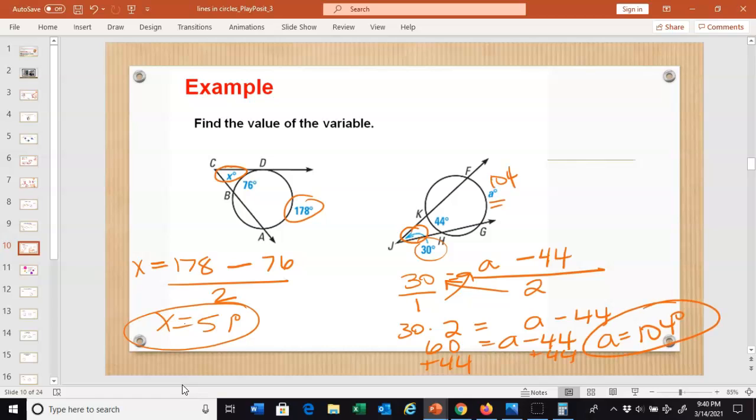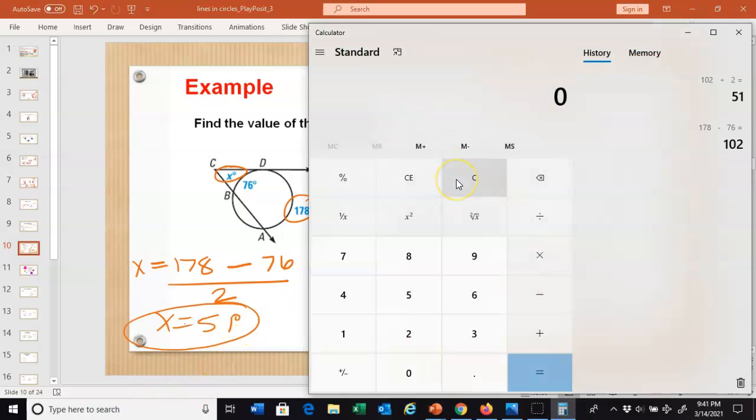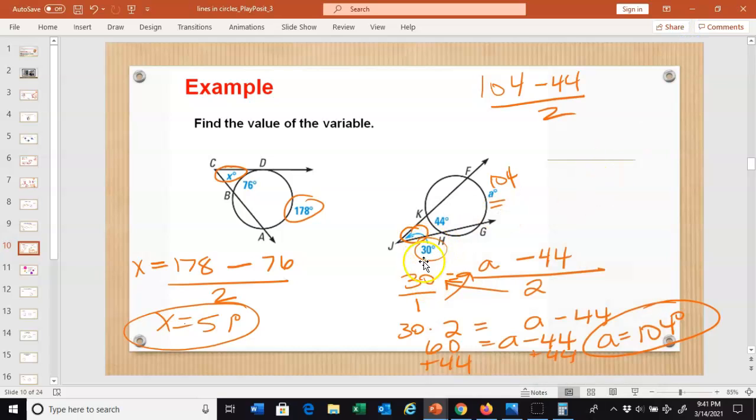104. And again, you could sort of check that, right? We would do 104 minus 44 divided by 2. 104 minus 44 divided by 2. And that is 30 degrees, which is exactly what that exterior angle is.